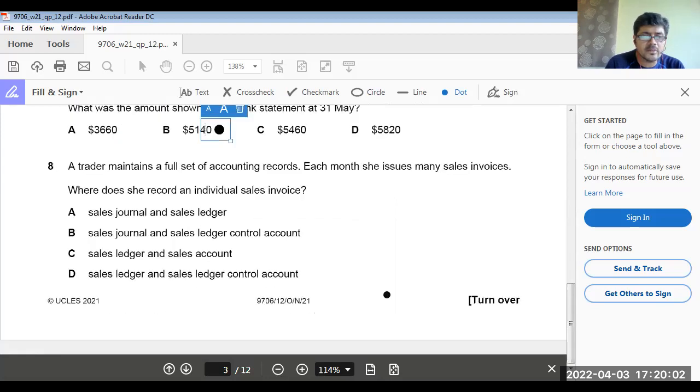Now, question number 8. A trader maintains a full set of accounting records. Each week she issues many sales invoices. Where does she record individual sales? An individual sales invoice is recorded in the sales journal and sales ledger. Confirm. Don't need to worry about that. Done.